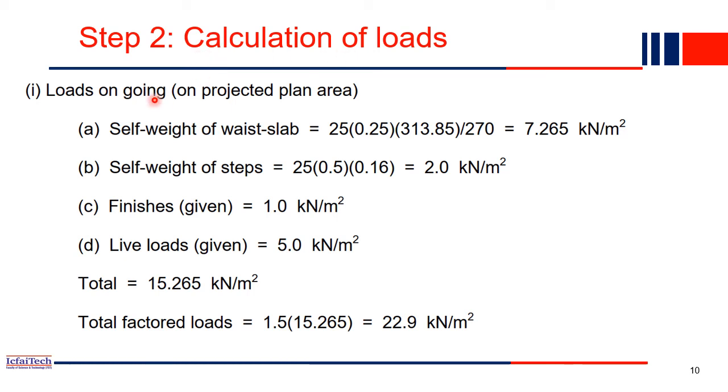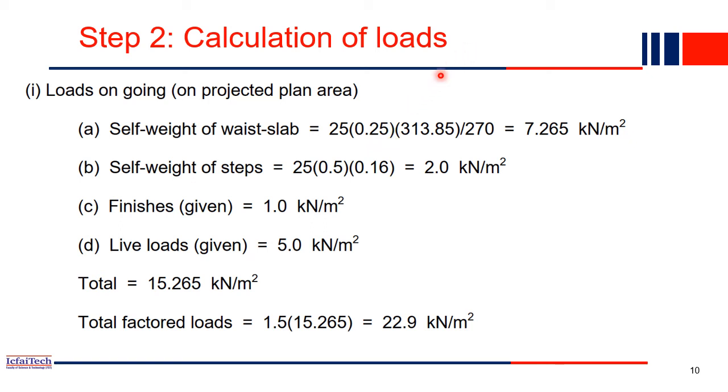So the calculation of loads is very simple. Loads on a going, meaning this inclined portion, we call it going, right? On a projected plane area. So the self weight of the slab will be 25, which is the density of reinforced concrete, and the thickness of the slab is 250 mm, so 0.25.